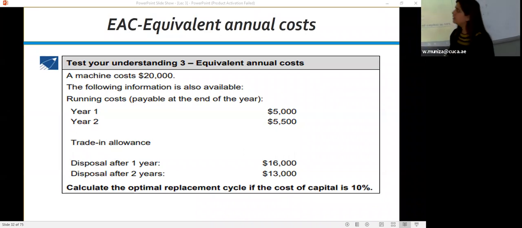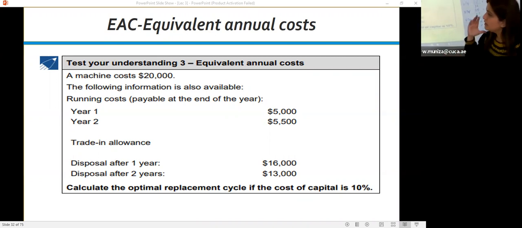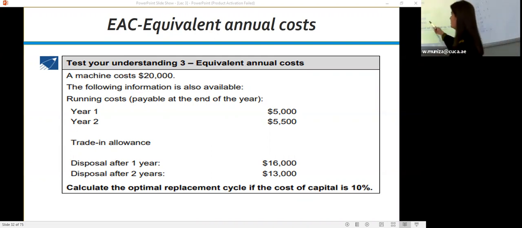So let's read the scenario. A machine costs 20,000. So the initial investment is 20,000. The following information is also available. Running costs payable at the end of the year. Year 1 is 5,000. Year 2 is 5,500. Trade-in allowance, if disposal is going to be after 1 year, the trade-in allowance is 16,000. You can consider it as a scrap value. Disposal after the 2 years, and the trade-in allowance is 13,000.